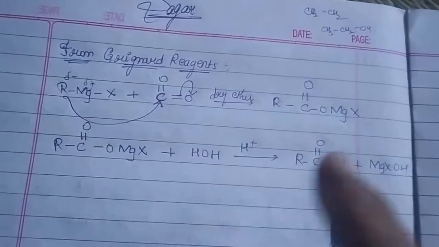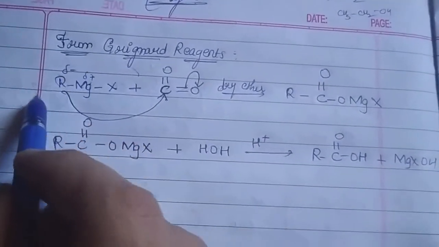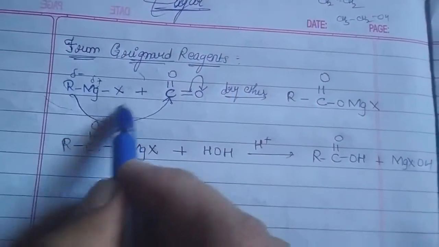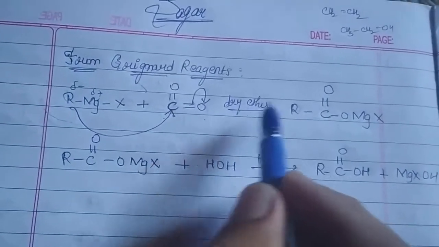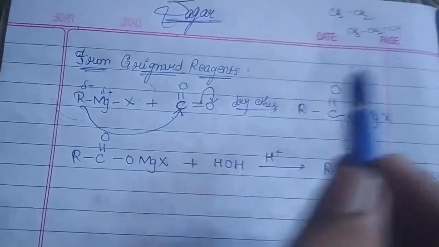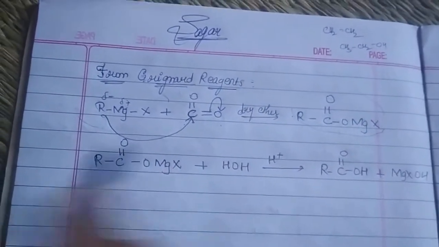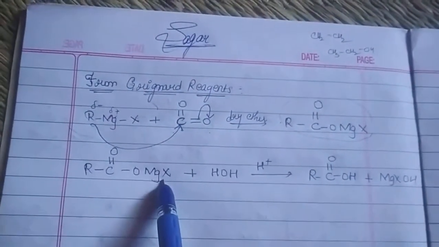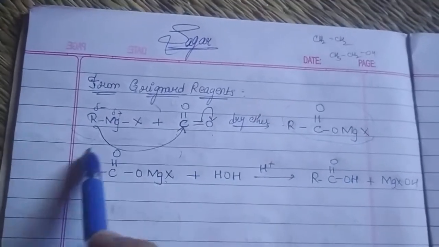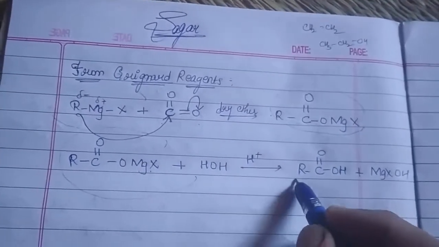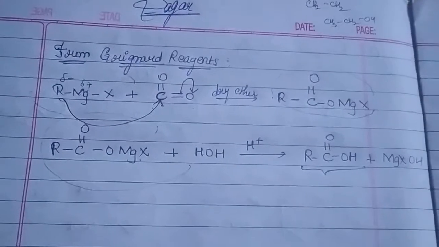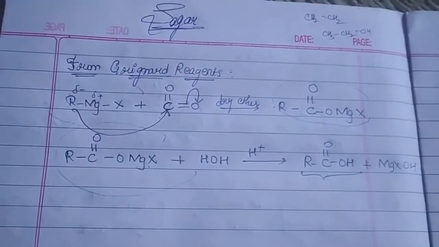So this is the general funda of how one can prepare carboxylic acids from Grignard reagents. I repeat once again: when you treat your alkyl magnesium halide, the Grignard reagent, with dry ice in the presence of dry ether, first you will get an addition product. Then upon acid hydrolysis of this addition product, the final product will be our respective carboxylic acid.